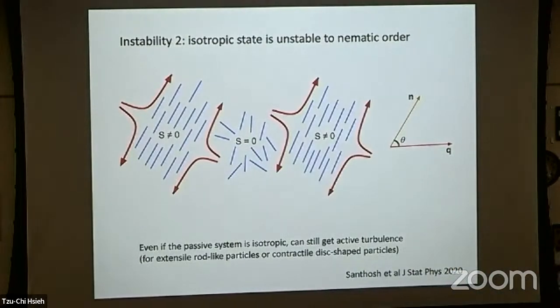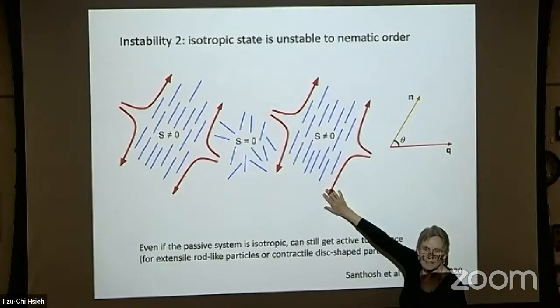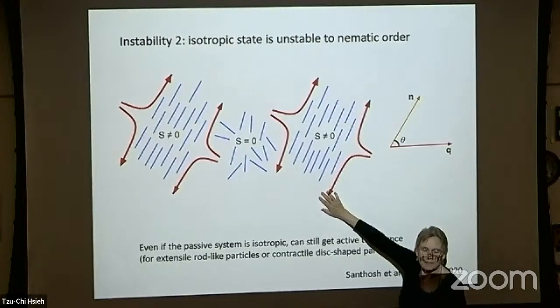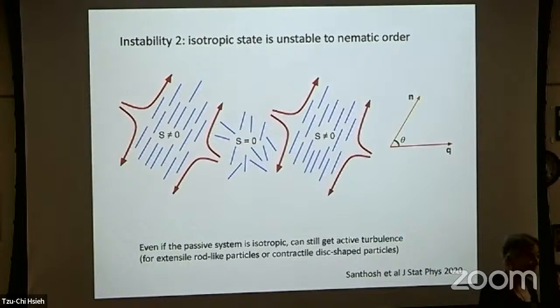You get this instability due to these shear flows, which tend to order it, even if it starts off not being ordered. But then this is nematic and the activity doesn't like that either. And so this is going to then decay back down again, and you get this continuous system. But even if you start with a completely isotropic state, you will get small nematic order and active turbulence.